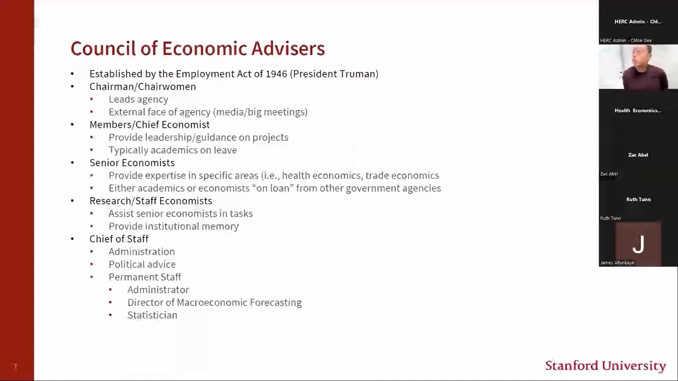We'll talk about it a little more, but it was established by the Employment Act in 1946 by President Truman. It consists of a leader, the chairman or chairwoman. When Biden first took office, the leader was the first chairwoman, I think the first woman that ever led it, Cecilia Rouse, right, from Princeton. That person, the chairman or chairwoman, leads the agency. When I was there, it was Tomas Philipson. That person leads the agency, so obviously administratively runs it, but is also the external face of the agency in terms of media and big meetings.